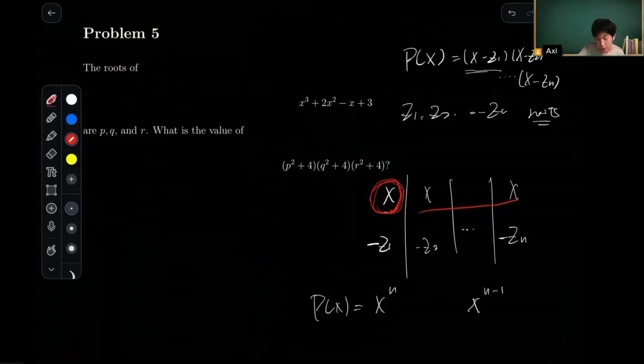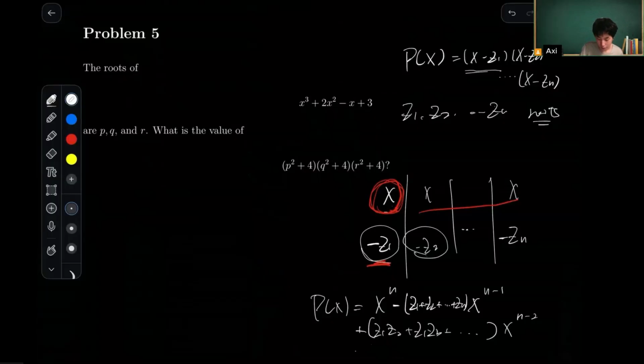Then in this case, if we don't select x, we have to select this. So there are n ways in total to do this. That means the coefficient is actually negative z1 plus z2, etc., all the way up to zn. Similarly, you repeat the same process for the x to the n minus 2 degree. In this case, the result is z1 times z2 plus z1 times z3, essentially every single possible combination of two roots. And then we can repeat this for essentially any term, and ultimately in the end, we also get the product of all the roots.